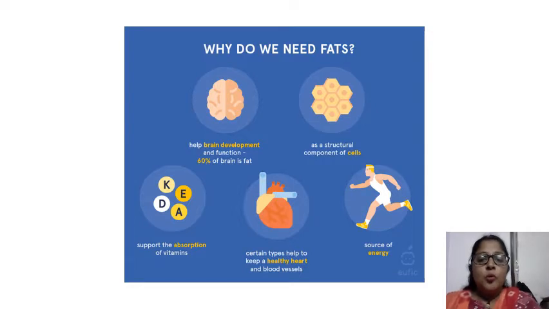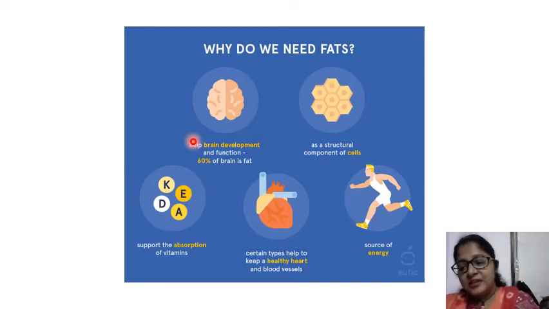First, we must know why do we need fats? Because fats help brain development. That is, 60% of the brain is fat. So some good fatty acids. I hope you have seen the advertisement of Horlicks where DHA, EPA has been mentioned. So what is this DHA? What is this EPA? It is docosahexaenoic acid and eicosapentaenoic acid, which are very essential fatty acids important for brain development of the child.